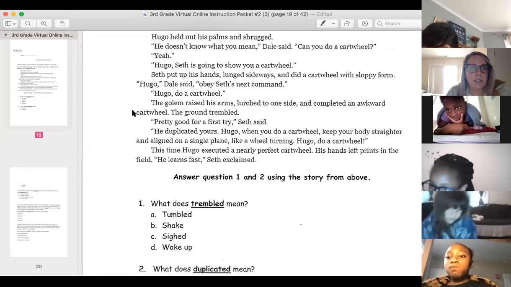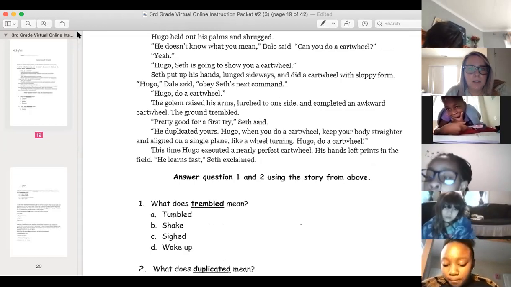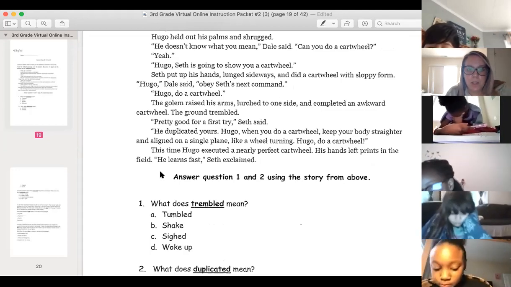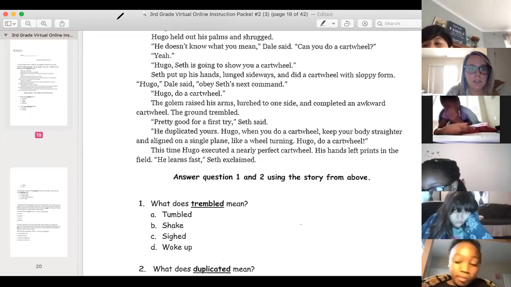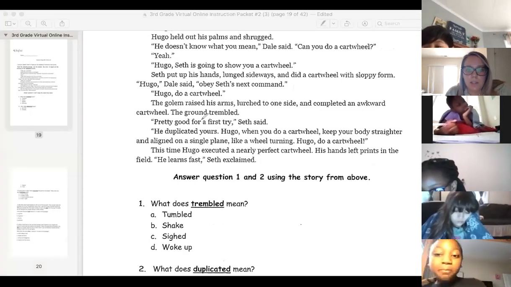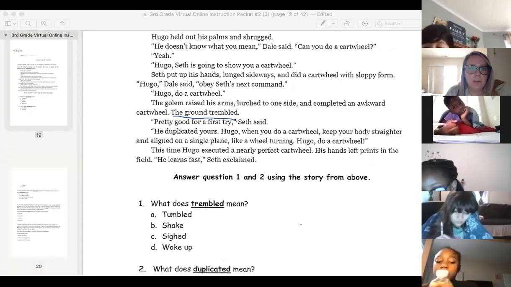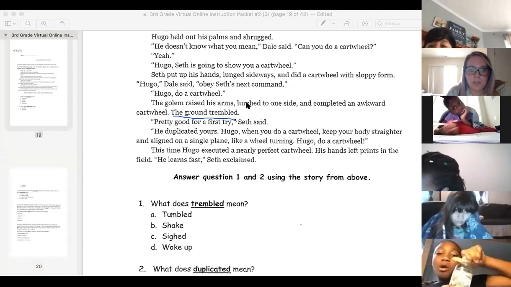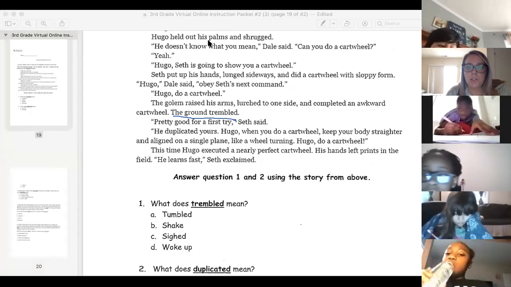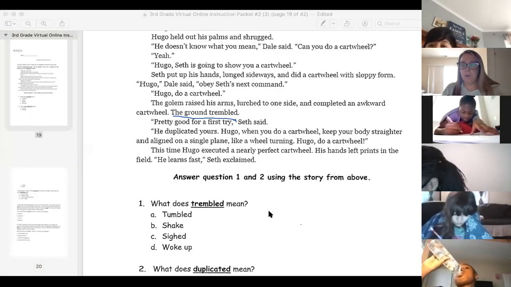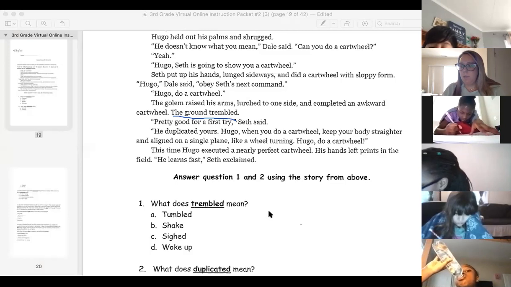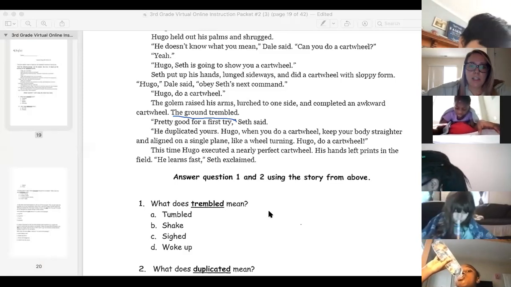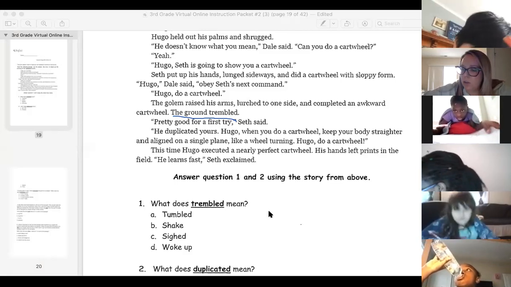So now I need to think to myself, what words are around trembled? Okay, so I need to go into my text. I'm going to underline where it says the ground trembled. Now, I know the word ground, so under my K, I'm going to put ground. Under my T, I'm going to put the ground trembled.